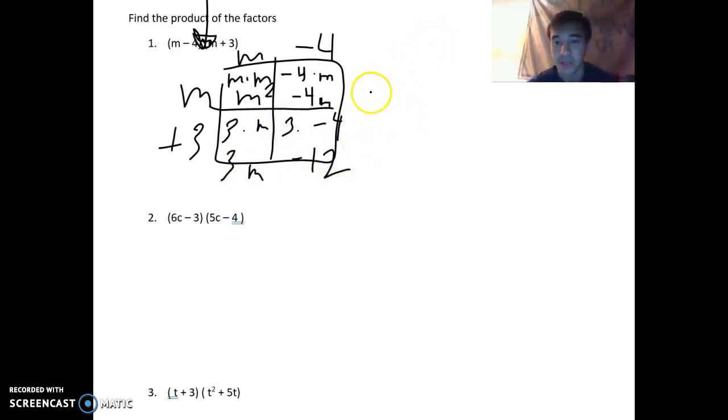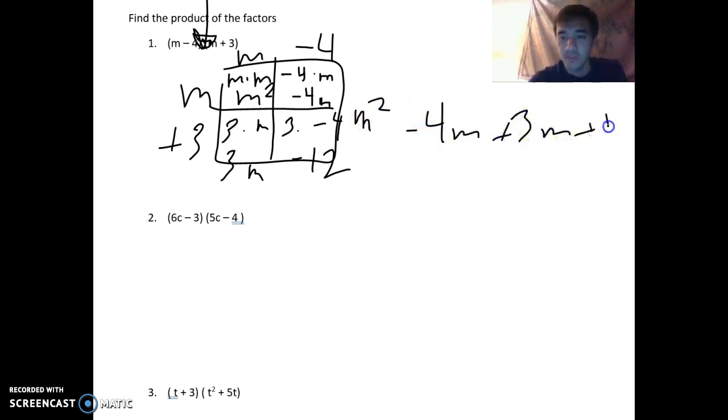You might think you're done, but you're actually not. We now need to write out all four of our terms. M squared minus 4m plus 3m minus 12. Let me erase this and make it more clear. So m squared here.